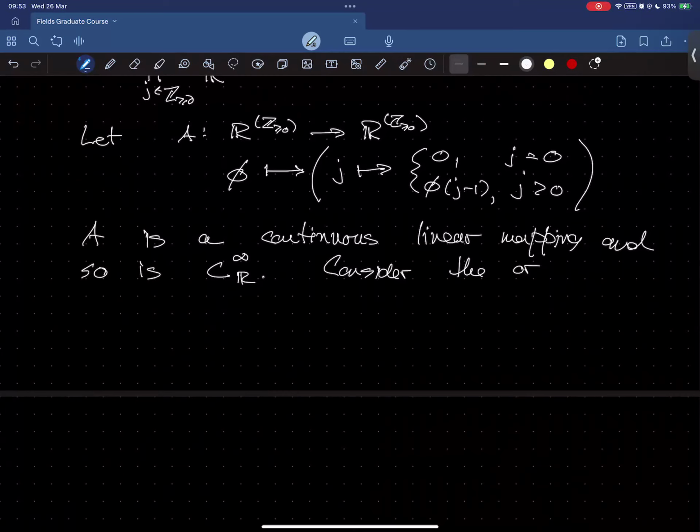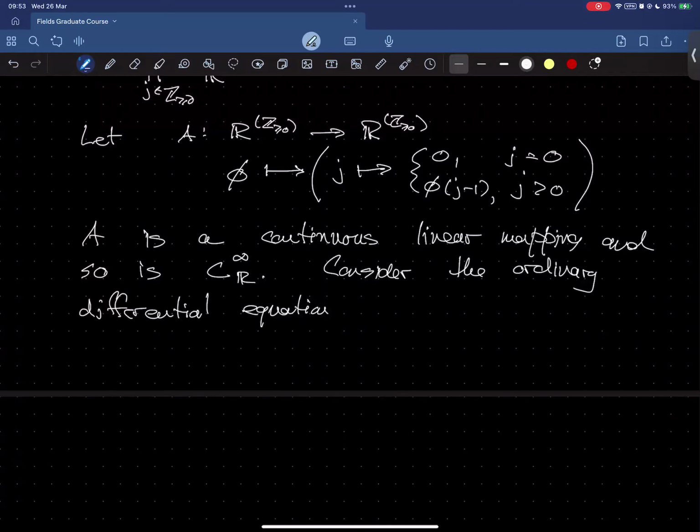Okay, so we want to consider now the ordinary differential equation in this locally convex space. C prime is A C, like that. And it's going to have some initial condition. So I start with some element of the direct sum.